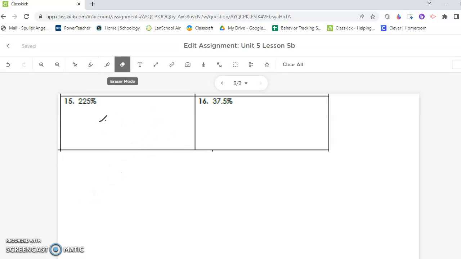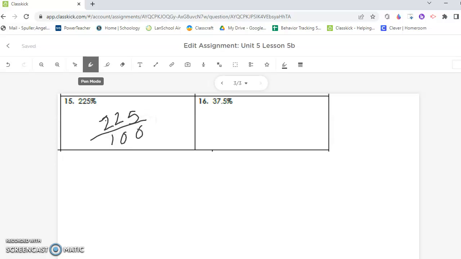Let me see if I can use a different pen. So 225 over 100. I'm going to make 2 and 25 hundredths. If I divide both by 25, I get 2 and 1/4.